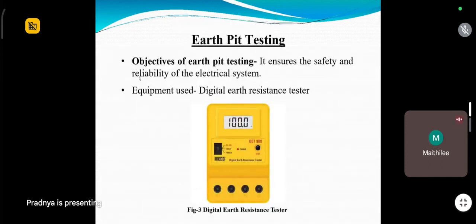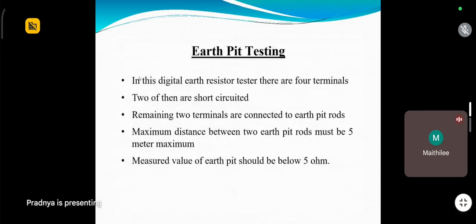Next is the earthing testing. The main objective of this earthing testing is to ensure the safety and reliability of the electrical system. The equipment we used is a digital earth tester. In the digital earth tester, there are four terminals. Two are short circuited, two are connected to the earthing rods. Maximum distance between the earthing rods is 5 meters and the acceptable resistance value is less than 5 ohm.